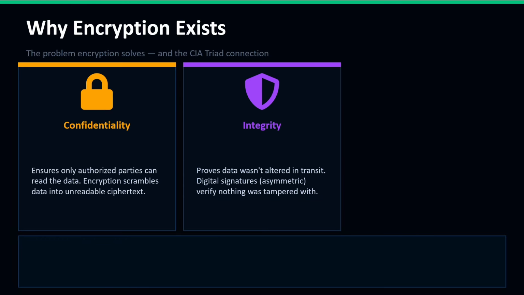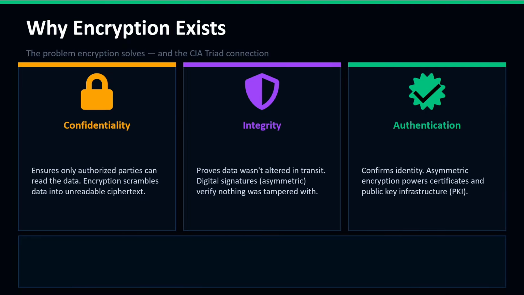The I stands for integrity. This proves that data wasn't changed while in transit. This is done through digital signatures, which use asymmetric encryption that creates a verifiable fingerprint of the data. Even if one bit changes, the signature breaks. Now this is where it gets tricky. The A for CIA traditionally stands for availability, to make sure things are accessible whenever you need them. However, for encryption, the A takes on the form of authentication, to make sure that it's confirming identity.